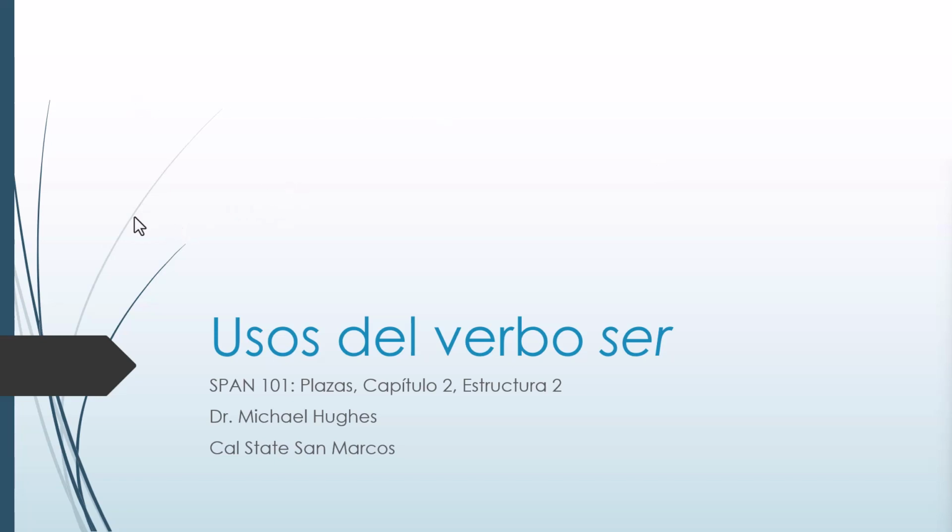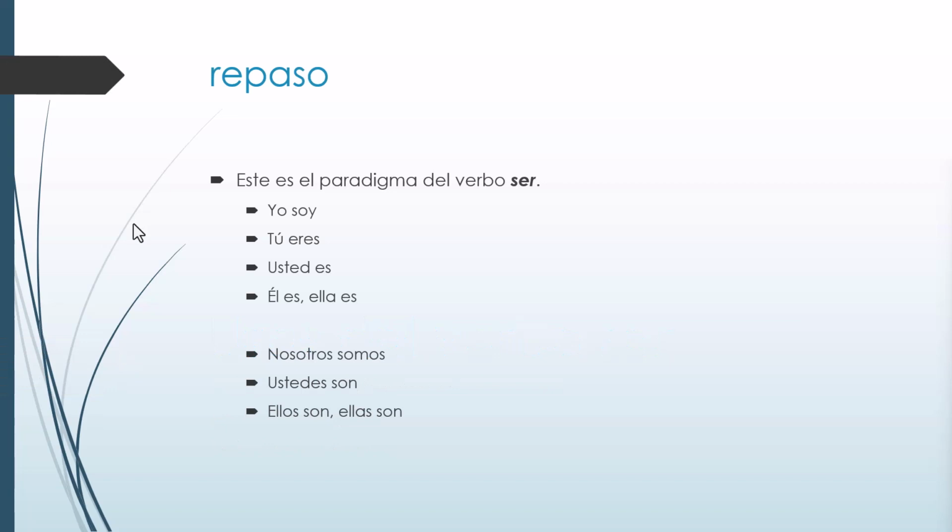And you've seen it before, so here is what it looks like. This is el paradigma del verbo ser. Paradigma. In English, paradigm. And that's just a paradigm is a set of examples or a set that's representative of a pattern, right? And that's what we have here. So this is our verb ser in all of its present tense forms, right?